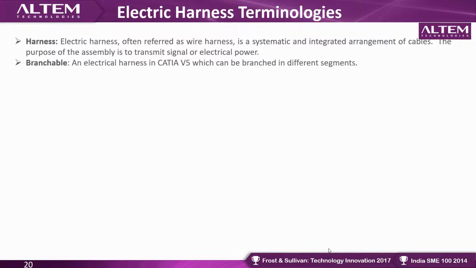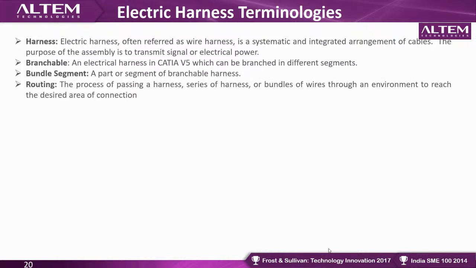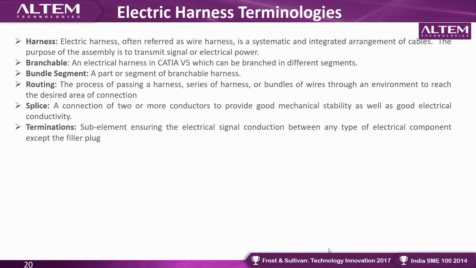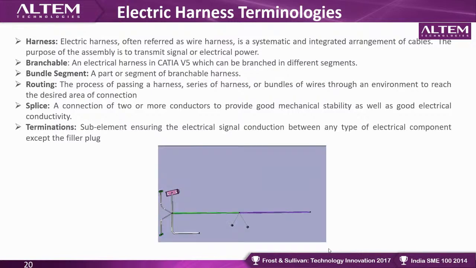So branchable is a harness which can be branched into different segments. A bundle segment is a part of a branchable harness. Routing is the process of passing a harness or a series of harnesses through an environment to reach the desired area of connection. A splice is a connection of two or more conductors to provide good mechanical stability as well as electrical conductivity. And a termination is a sub-element ensuring electrical conduction between any type of electrical component.